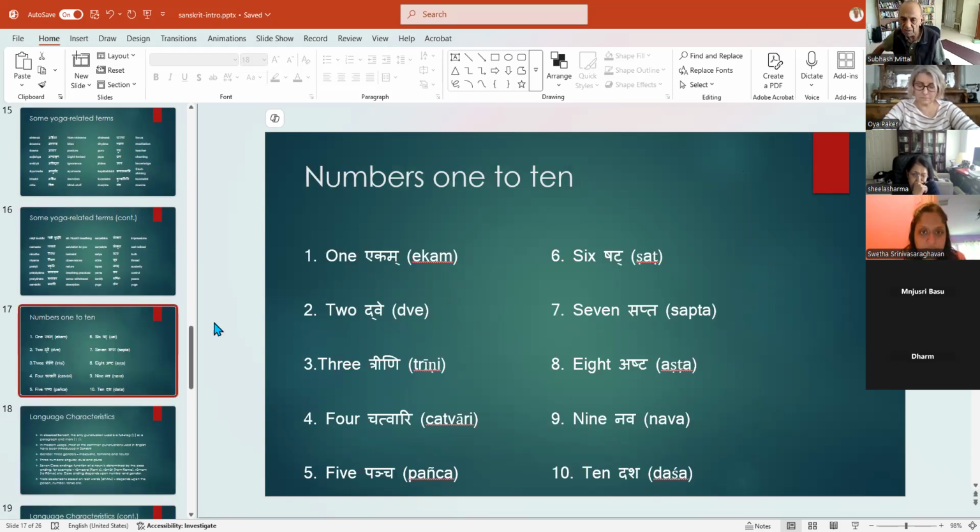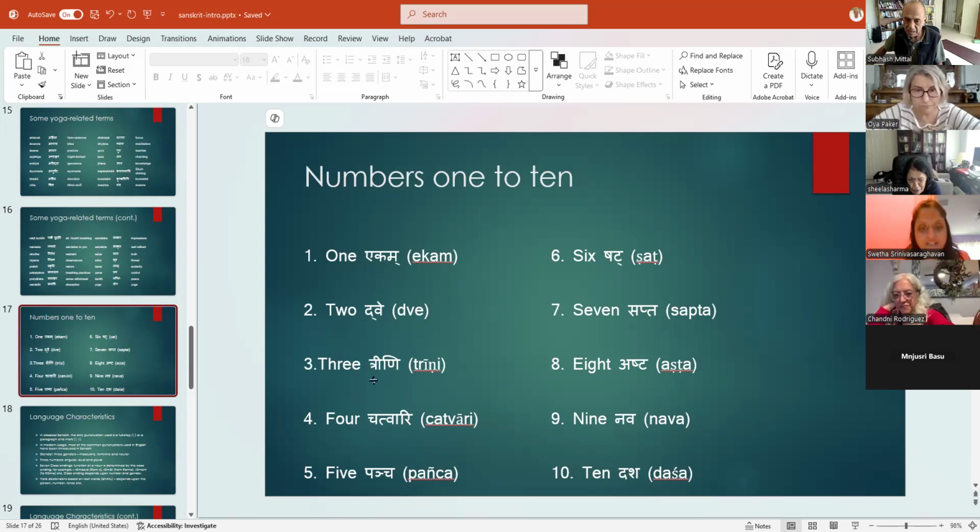Okay, these are the numbers now. I think I should go through this list, and I would like you to repeat after me, because these are numbers 1 to 10, and eventually you'll have to memorize these. Okay, so start by 1, which is ekam. Repeat after me. Ekam. Ekam. Ekam. Dve. Dve. Trini. Trini.